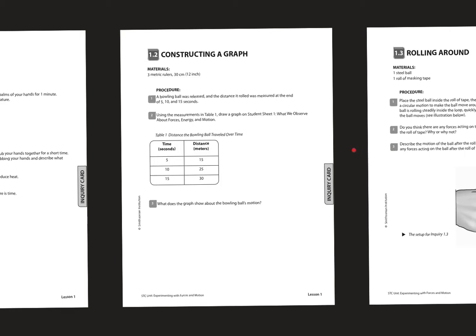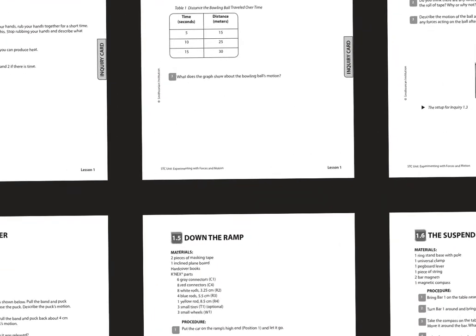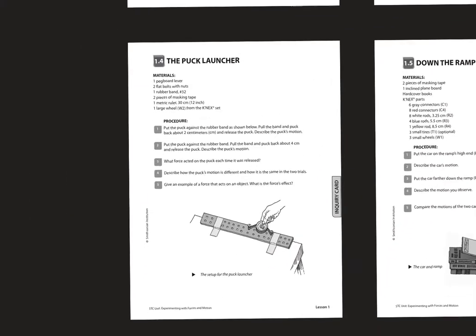It's pretty straightforward. All right, the next one is called rolling around. So on this one, there's going to be a steel ball placed inside of a roll of masking tape. You're going to make observations as the video progresses. So just roll with that. That was a little pun there, if you didn't miss it.